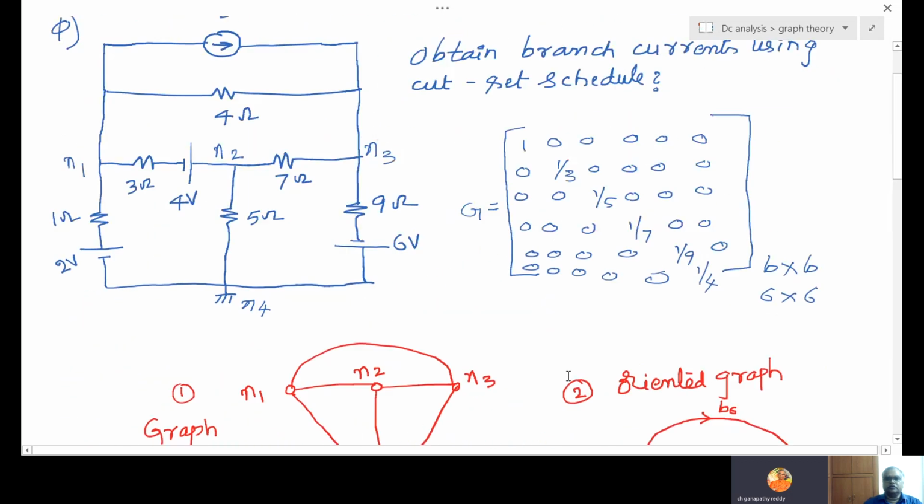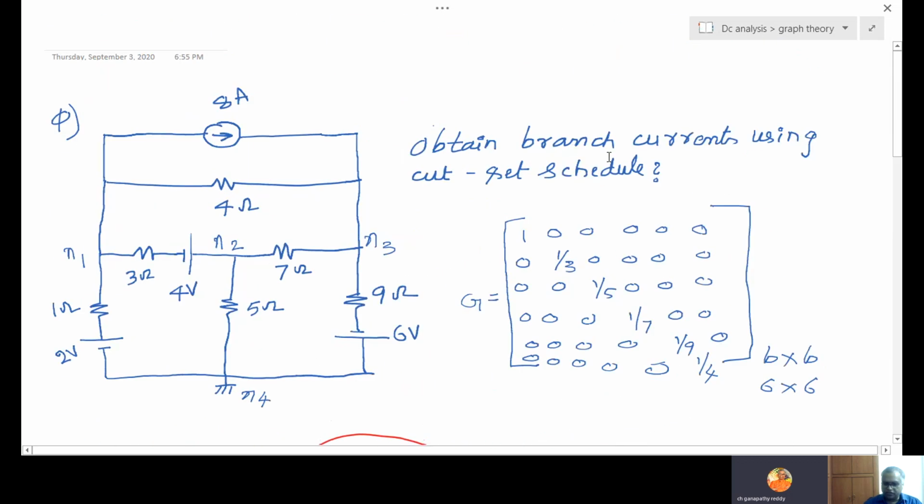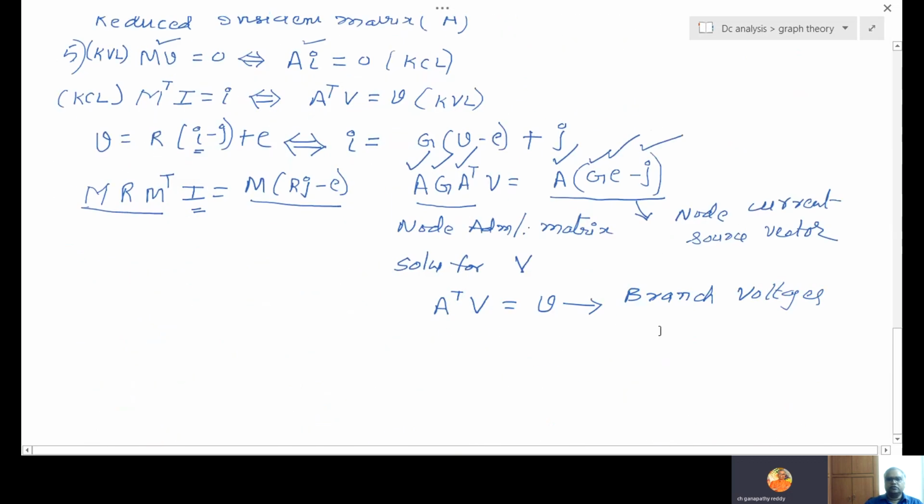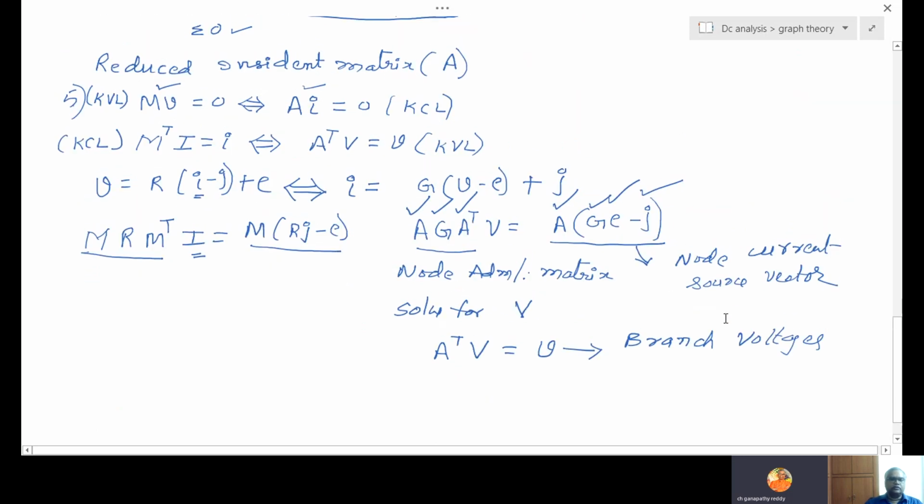So the question is the same thing, no? Find the branch, not currents here, branch voltage. Find the branch voltage using cut set schedule. Tie set is for currents, cut set is for voltage. So simultaneously we find the branch voltage. Like this, the problem can be solved.